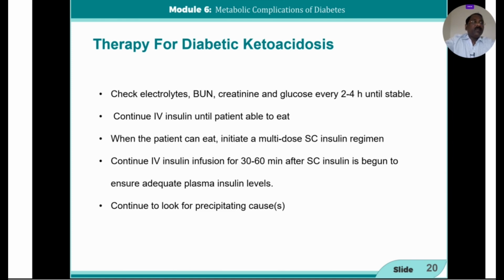This is a practical point. Okay. Just after you have given the subcutaneous insulin, it won't start acting immediately. It will take a minimum of 30 to 60 minutes for its therapeutic action. So for that 30 to 60 minutes you have to continue the IV insulin infusion, and then stop the IV insulin infusion and continue the subcutaneous dose only.